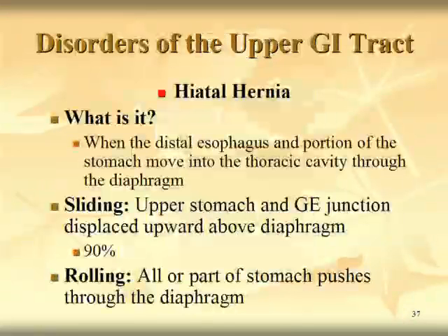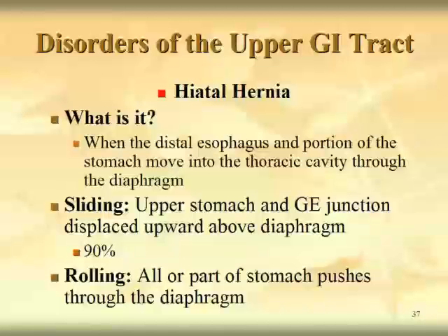Hiatal hernias are when the distal esophagus and a portion of the stomach move actually up into the thoracic cavity through an opening in the diaphragm. And with these patients, there's impaired blood flow, and there's a risk that the tissue can actually become necrotic if it would herniate up there and actually not get a good blood supply.